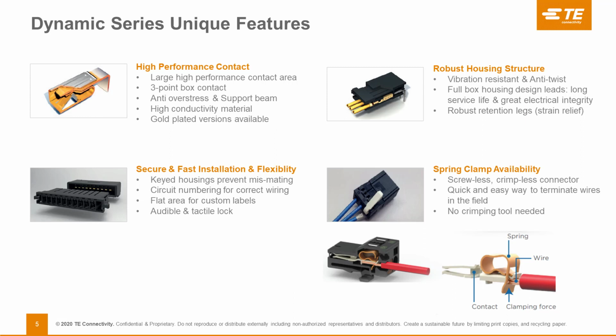Moving on to the second point, we have a robust housing structure. This structure is designed to be vibration resistant, making it resilient in the face of the most challenging and inhospitable environments. Considering the rugged nature of our target markets and applications, such as robotic arms constantly exposed to vibrations, the Dynamic Series emerges as the ideal choice. Its robust housing structure thrives in harsh and hostile environments, ensuring reliability in demanding conditions.